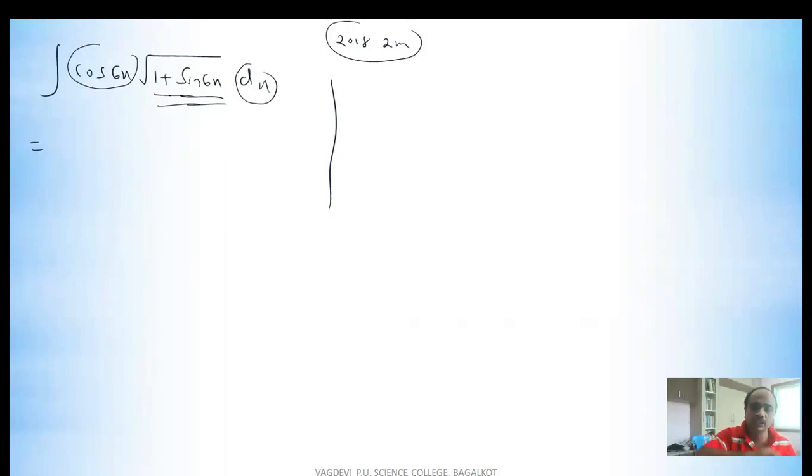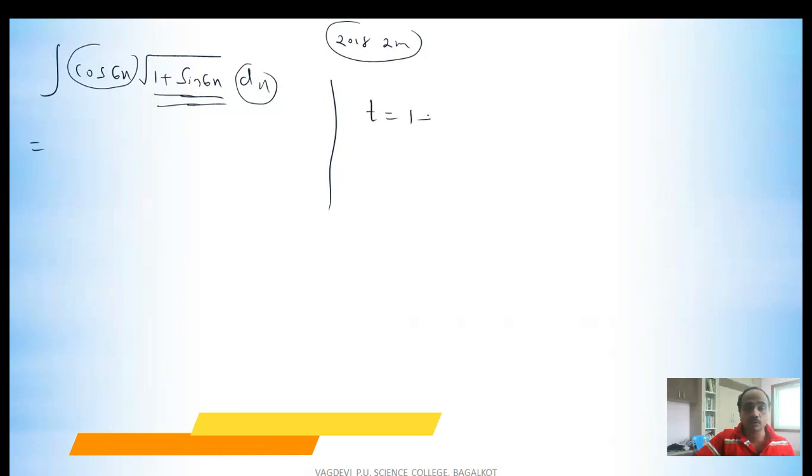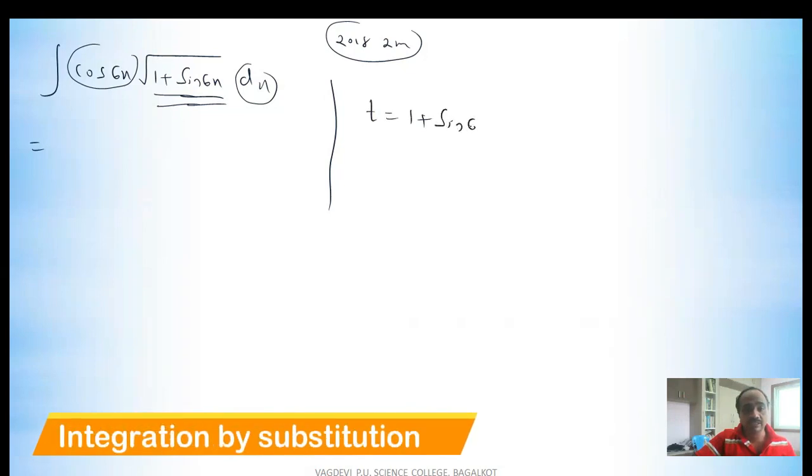Its derivative is cos 6x into 6. So whenever there is a function and its derivative in the integrand along with the dx, that derivative should be attached to dx. Then you can use substitution. So here, what is the substitution? You have to put t is equal to 1 plus sine 6x.